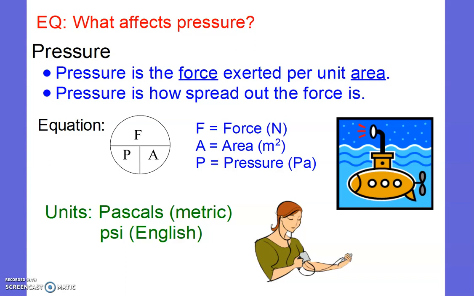For example, if you were to stand on your toes, you're now going to make the force concentrated on a smaller area, and therefore you have more pressure on your toes than if you have it over your entire feet. So standing on your toes, you exert more pressure. Standing flat-footed, you have less pressure, even though your force stays the same, your force being your weight.